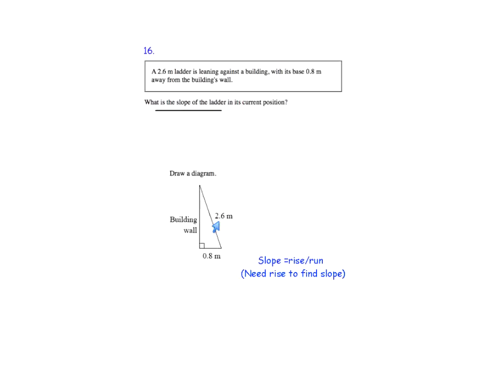We're told that the ladder was 2.6 meters. So here's the ladder. You could draw an actual ladder if it helps you to get a better picture of what's going on. It says the bottom of the ladder is 0.8 meters away from the building. So we need to find the slope. We know that slope is rise over run. We don't know what rise is. Rise is the height of the wall, but we don't know what that is. We're going to have to use the other information given to find out what that is.